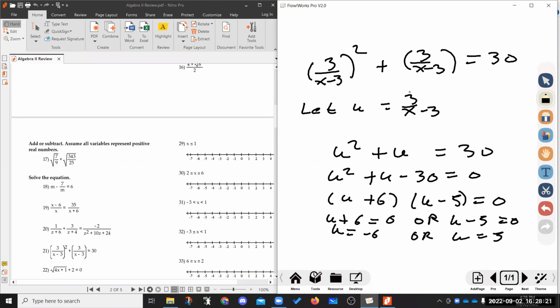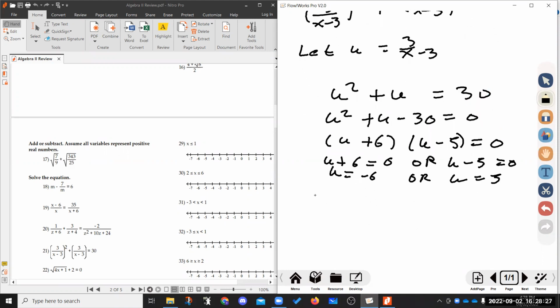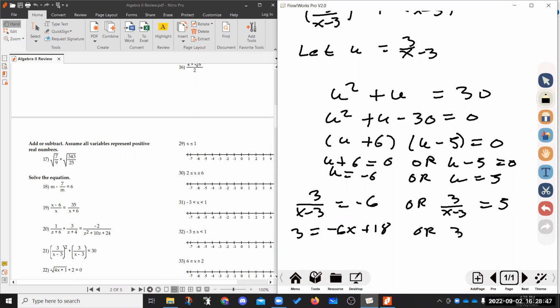What was u equal to? U was 3 over x minus 3. So I'm going to come back and make that back substitution. 3 over x minus 3 is equal to negative 6, or 3 over x minus 3 is equal to 5. Going to cross multiply. 3 equals negative 6x plus 18, or 3 equals 5x minus 15. I'm going to subtract 18 and get negative 15 equal to negative 6x, or we're going to add 15 here and we're going to get 18 equals 5x.